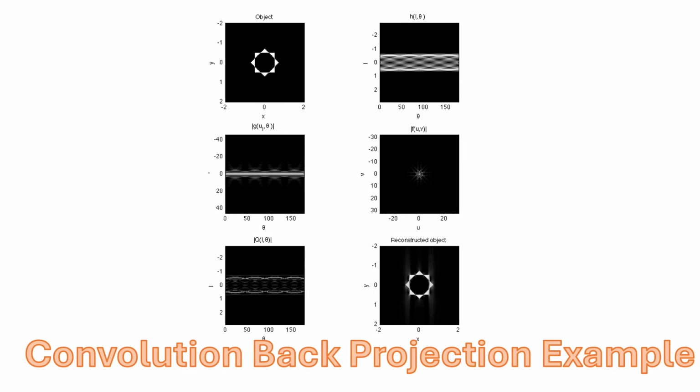Here's an example of the convolution back projection algorithm for a different object. You see the sinogram has patterns in it from the periodicity of the object, and we get its Fourier transform with respect to L, the weighted filtered function, and the back projection reconstruction.